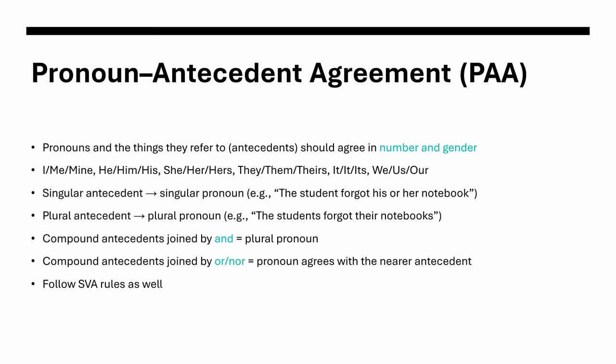Pronoun antecedent agreement. You do not need to know what an antecedent is. You only need to know that for the ACT, right? But an antecedent is basically just the thing that a pronoun refers to. They must agree in number and gender. So here are a list of different pronouns that you may need to use. If you have a singular antecedent, you must have a singular pronoun. If you have a plural antecedent, you must have a plural pronoun.